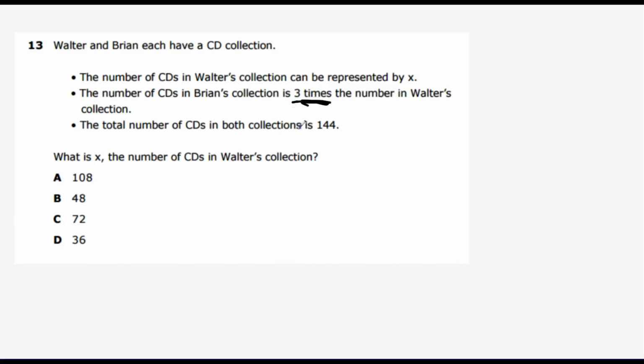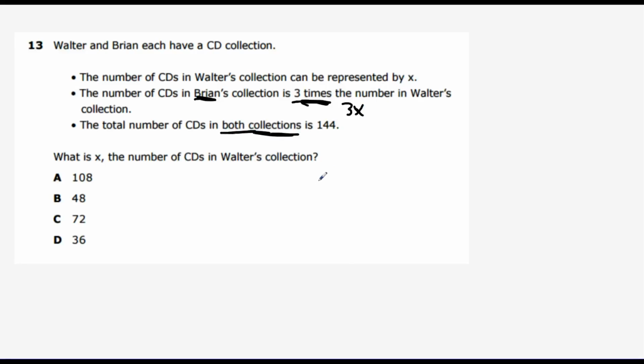If the other guy has 3 times as many as Walter, and Walter is X, then 3 times as much as X would be 3X. A lot of people got that. The mistake they made is they said, what's 144 divided by 3? But that only tells us about Brian, and we want both of them. So we want to combine Walter and Brian.